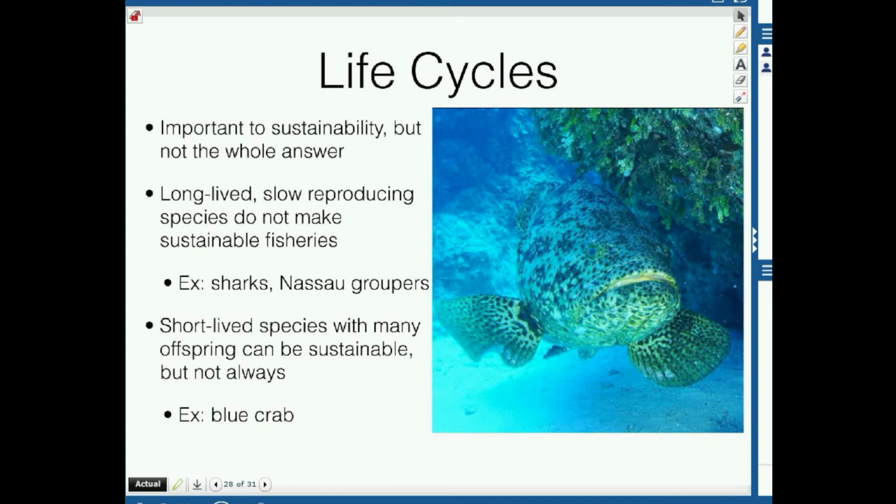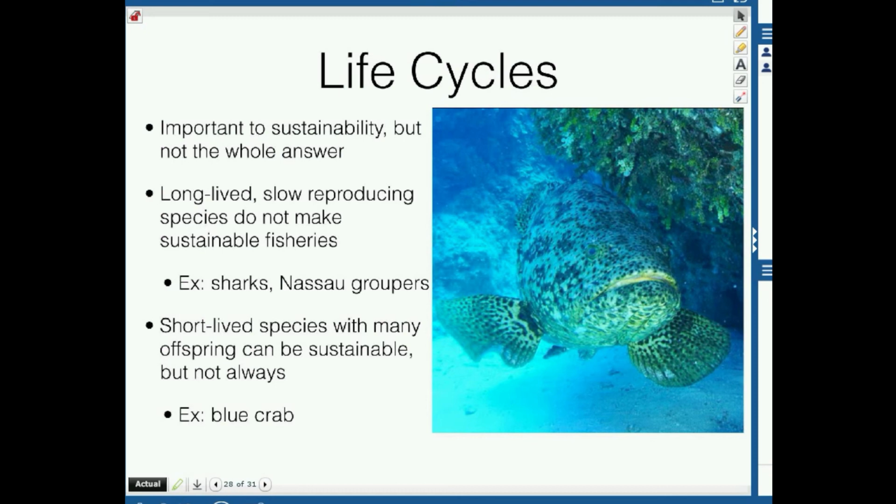So one of the things we need to do when we talk about whether a fishery is sustainable, and this is also when we were talking about, for example, R or K selected species, or what makes a species more likely to go endangered, is we have to look at the life cycle of the animal. For example, an animal that is going to be long-lived or slow reproducing, that's not going to be a good fishery.